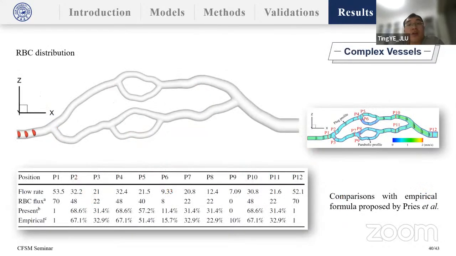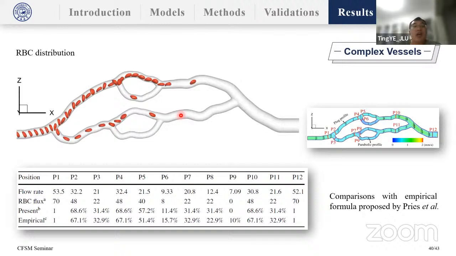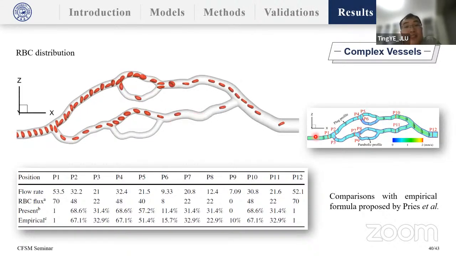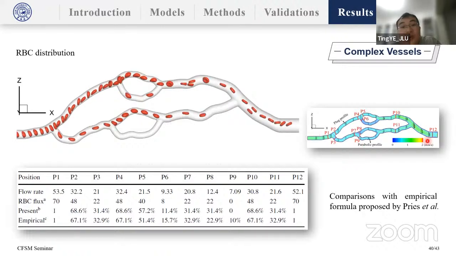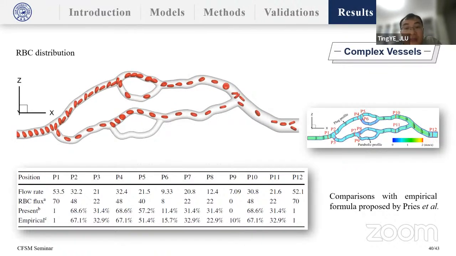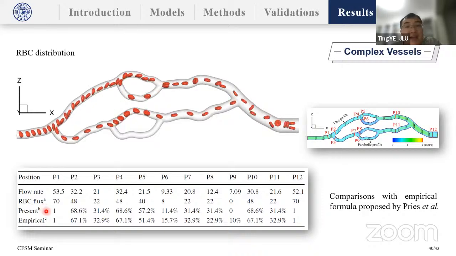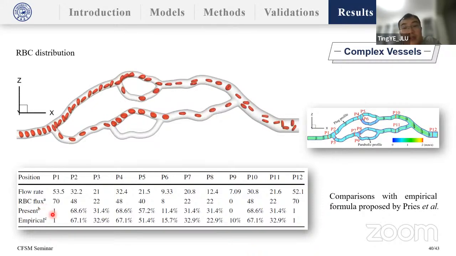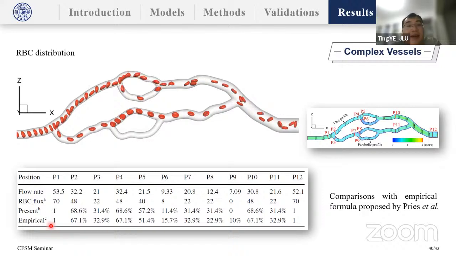Okay, that's the first simulation study. The second simulation study is about the cell distribution in a complex network. We first simulate a successive bifurcation, as in this movie. To compare with empirical results, we make some cross-sections from P1 to P12 and measure the flow rate and red blood cell flux. We compare our results with empirical results given by Price.